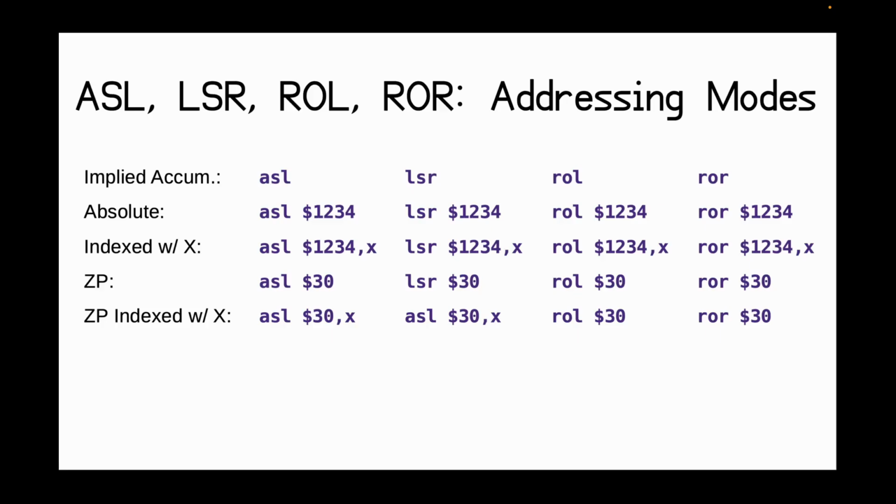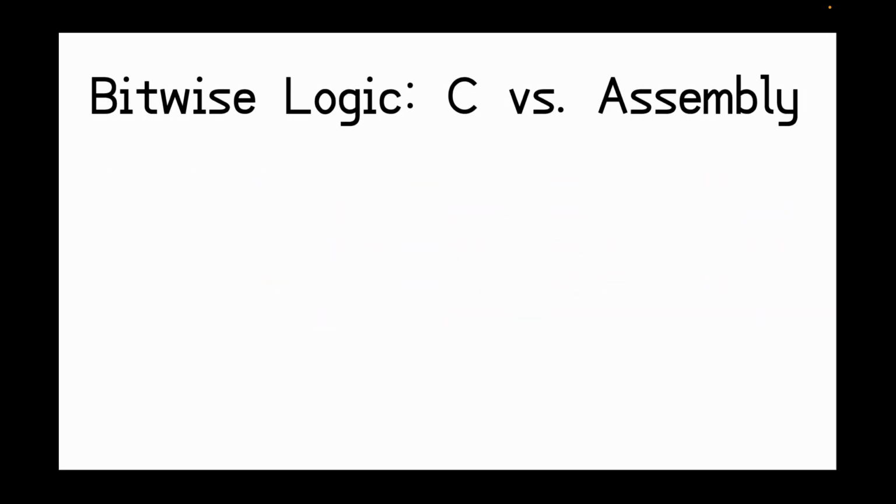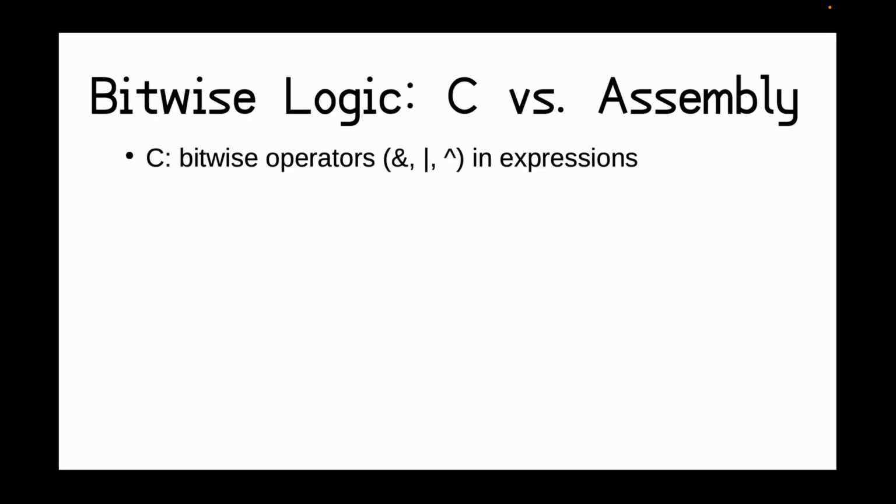As you can see, no indirect modes nor anything indexed by Y are supported. Shifting provides a nice segue into doing bitwise logic operations. Like in C, where single ampersands and pipes can be used for bitwise ands and ors, respectively, the same operations are available as assembly instructions.